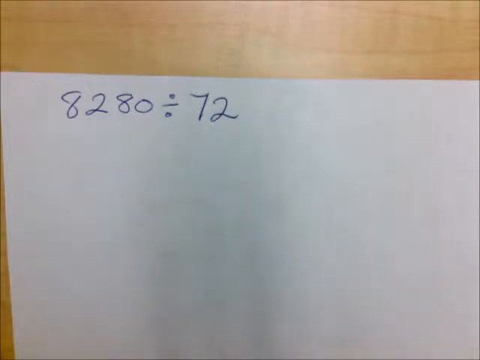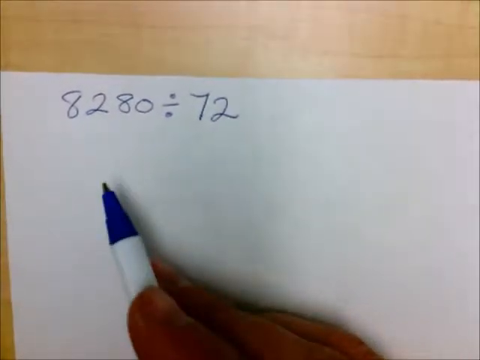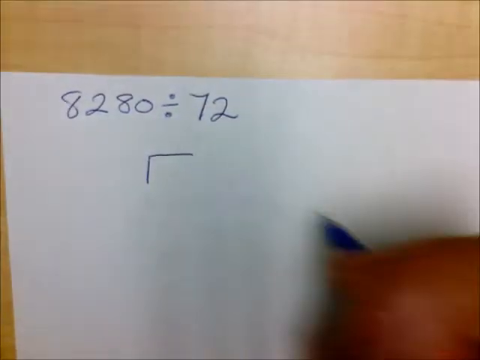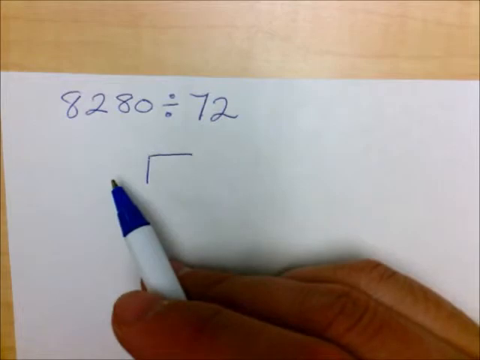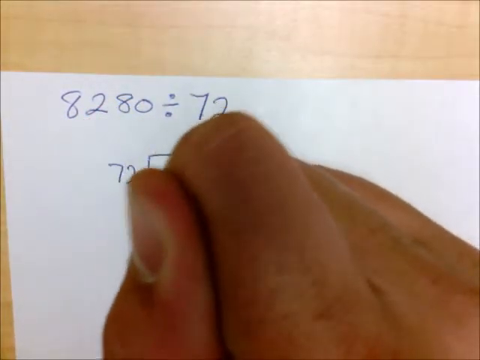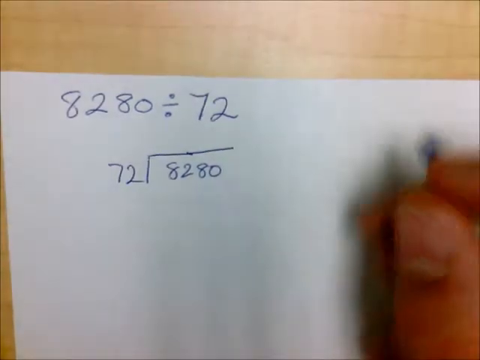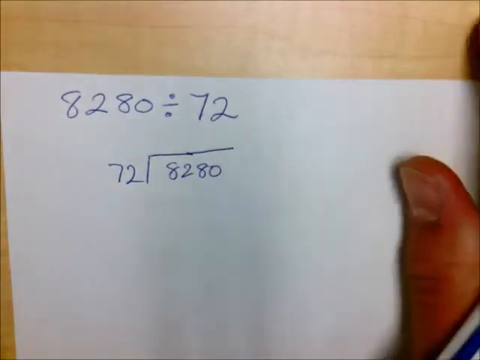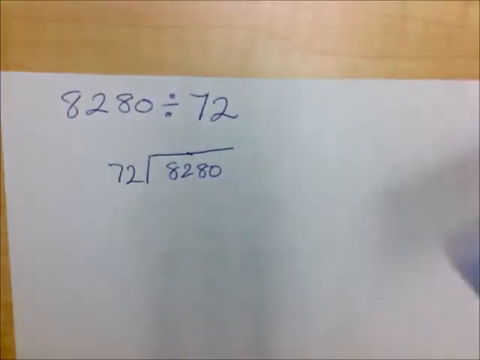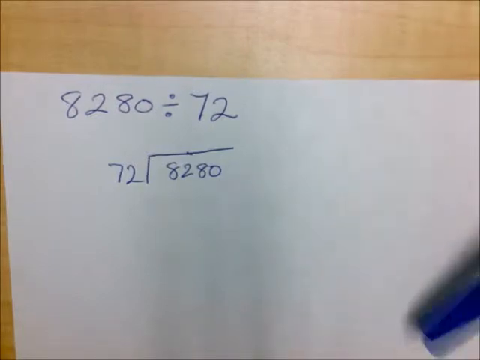Of course, we cannot solve this right now because it's not set up to do long division. So the first number will go on the inside of my long division symbol. The second number will go on the outside. So 72 and then 8280. And I literally just do the same thing. We like to say, does McDonald's sell cheeseburgers? Divide, multiply, subtract, check, bring down.